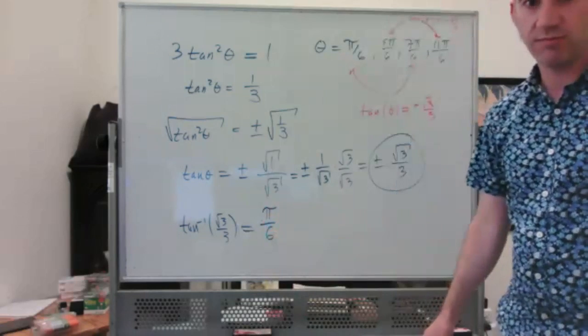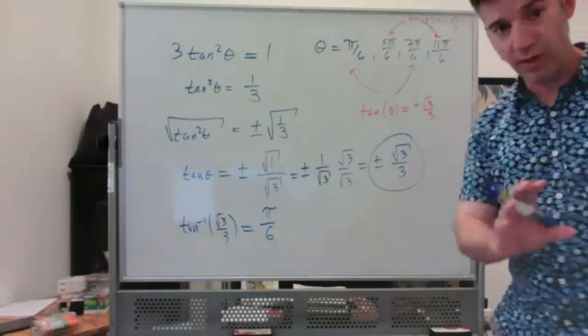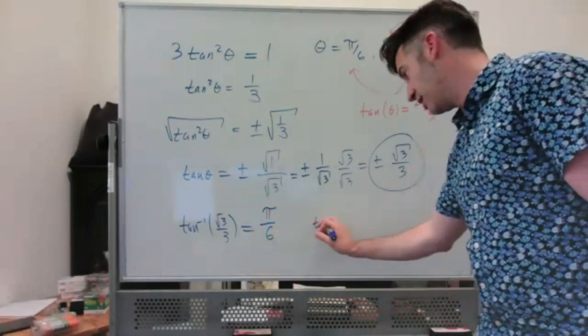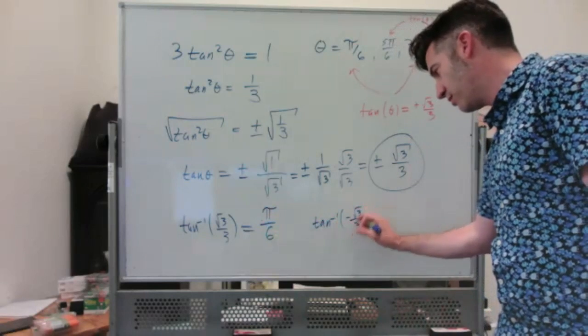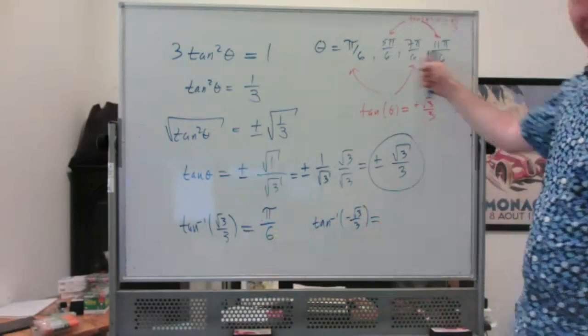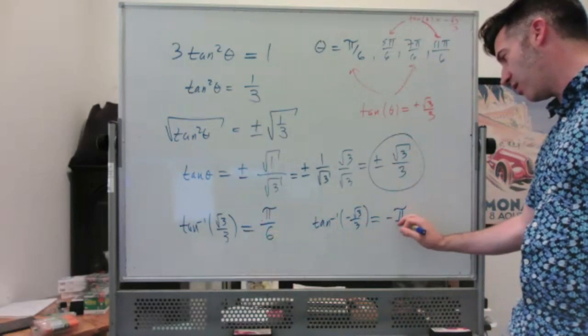It's the first one. Inverse tangent of root 3 over 3 is pi over 6. But the point I want to make is that the inverse tangent of negative root 3 over 3 is none of those. It's negative pi over 6.